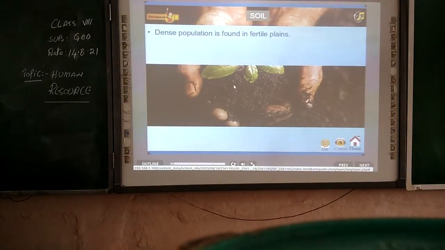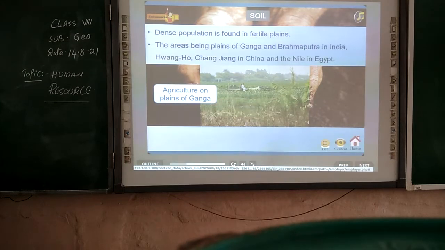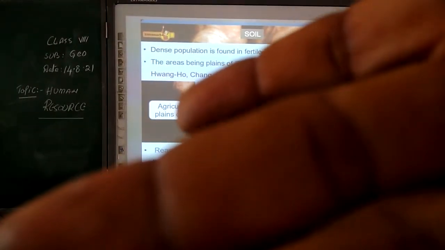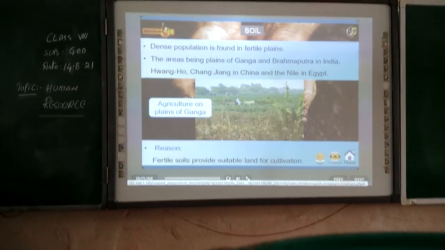Soil. Dense population is found in fertile plains. The areas of dense population are the plains of Ganga and Brahmaputra in India, Huanghe and Changjiang in China, and the Nile in Egypt. Reason: fertile soils provide suitable land for cultivation.